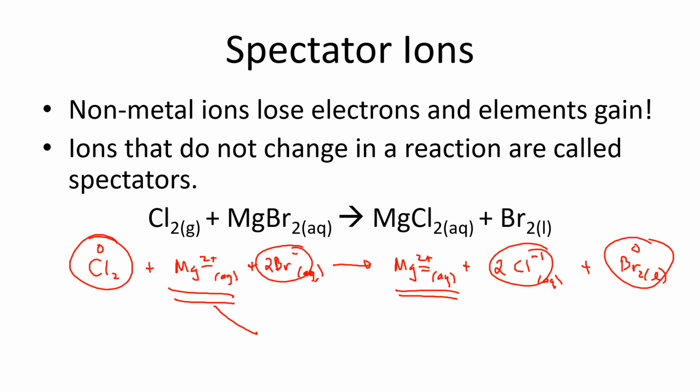So anytime there's an ion in there that doesn't do anything, that doesn't change, we call that a spectator. And really, it was in the solution floating around, not doing anything the whole time. If you, say, evaporate all the water off, perhaps it would bond with the chlorine ions that are there. But for now, it's not doing anything, so we call it a spectator ion.